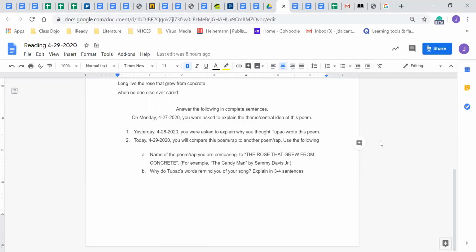So basically, for my example here, I did The Candyman by Sammy Davis Jr. I kind of did that with you guys when we started distant learning. So you're going to pick your own song or rap or poem or whatever that you're going to compare to the song, The Rose That Grew from Concrete. What made you think of that song? So you read the Tupac poem here. What made you think of a different poem after reading this?